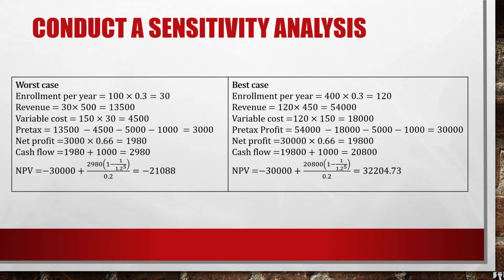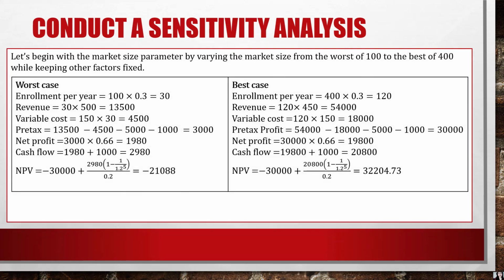Alright, so now let's conduct the sensitivity analysis. We are going to begin with the market size parameter by varying it from the worst case of 100 to the best case of 400 while keeping the other factors fixed. Here we have two cases, the worst case and the best case. For the worst case, just follow the NPV calculation. Enrollment per year is market size times market share, so we get 100 times 0.3, which is 30. The revenue is the enrollment per year times the price per unit. We get 30 times 500, which is 13,500.